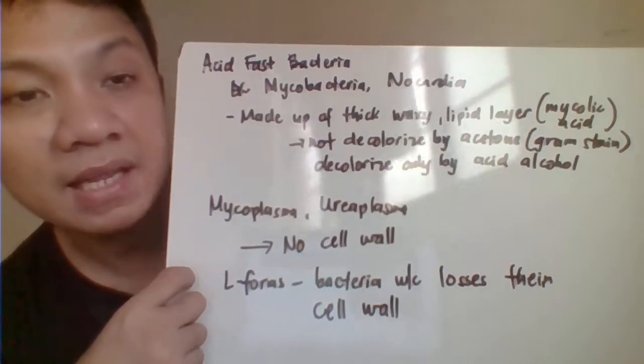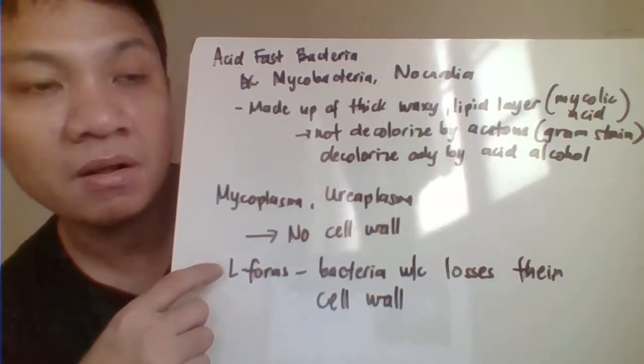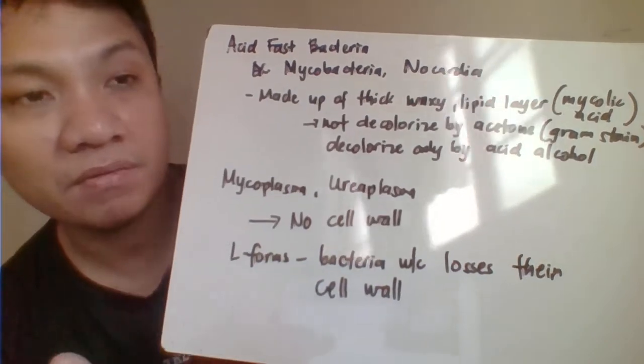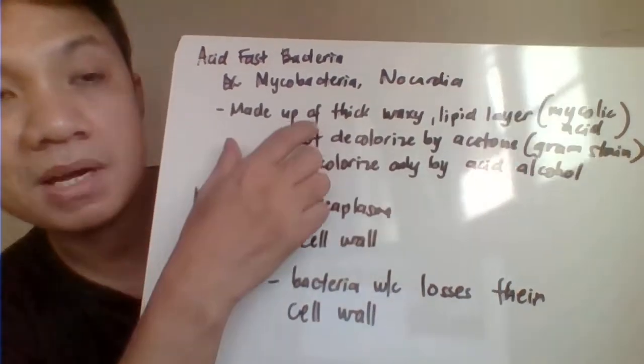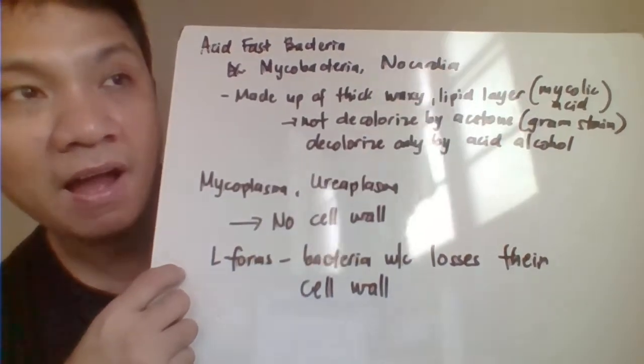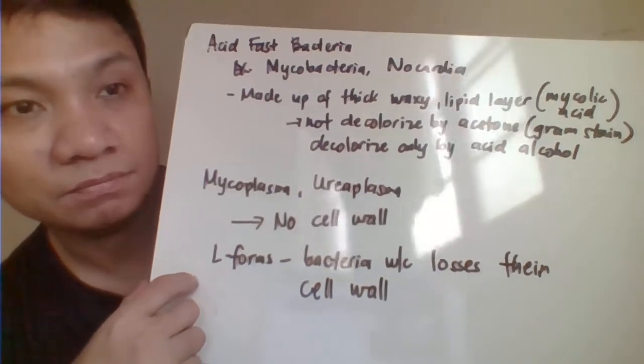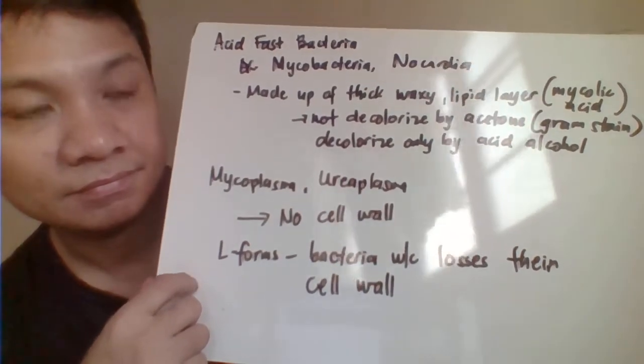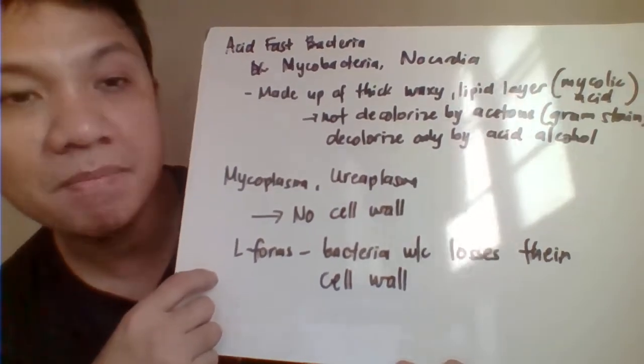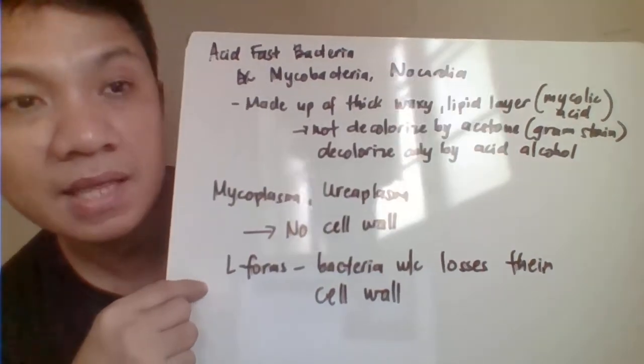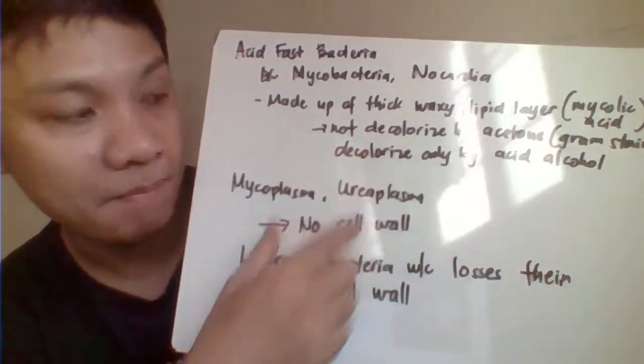Pag gram stain ang gagamitin mo na method here, ang bacteria mo ay like if you have the Mycobacterium tuberculosis na bacteria, magiging gram positive ito. Okay, so eventually, but of course, the appropriate na staining technique will be the acid-fast staining dapat.